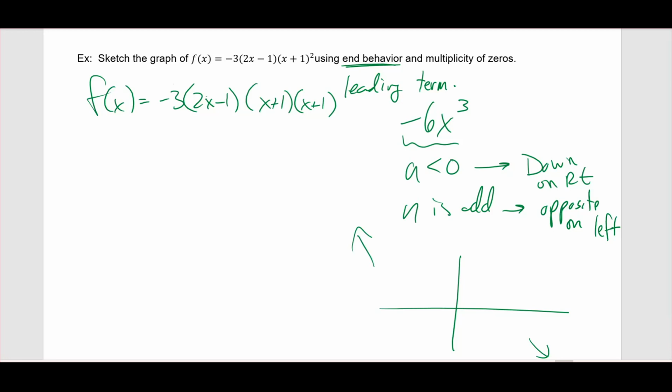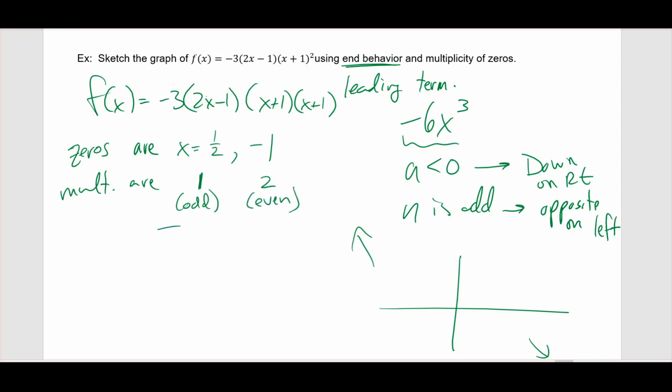Now we want to know what happens at the zeros. So the zeros are, x equals what? This one would give us 1/2. This one would give us -1. And those are the only two zeros. How about the multiplicities? The multiplicity of this one would be 1, and that's odd. The multiplicity of the other, going back up to the original, is 2, the power there. It's even. So that means we're going to cross here, and we're going to touch here, but not cross.